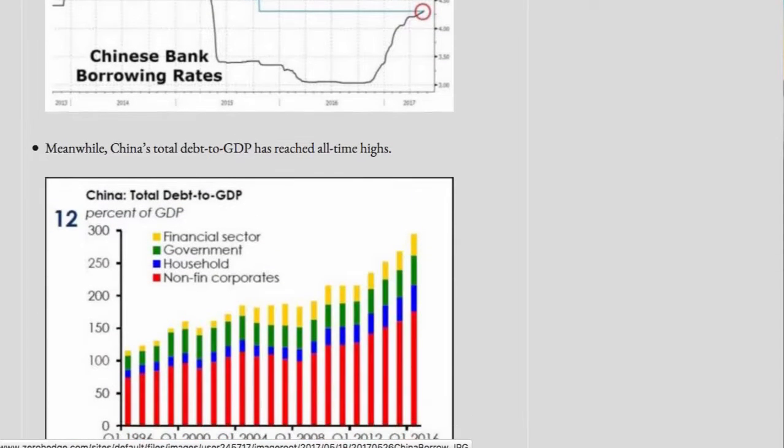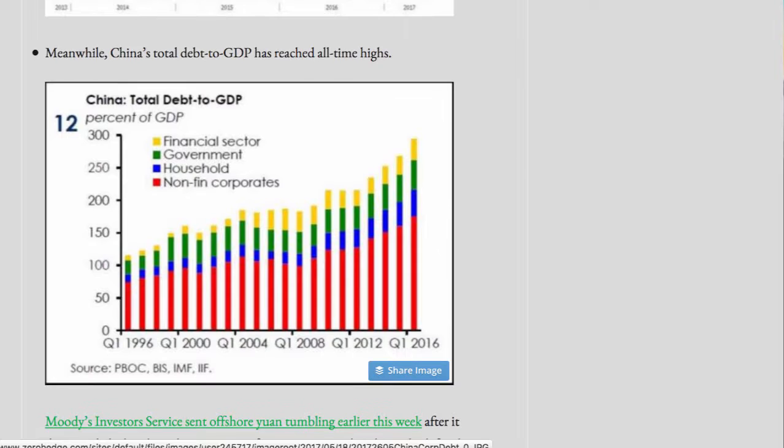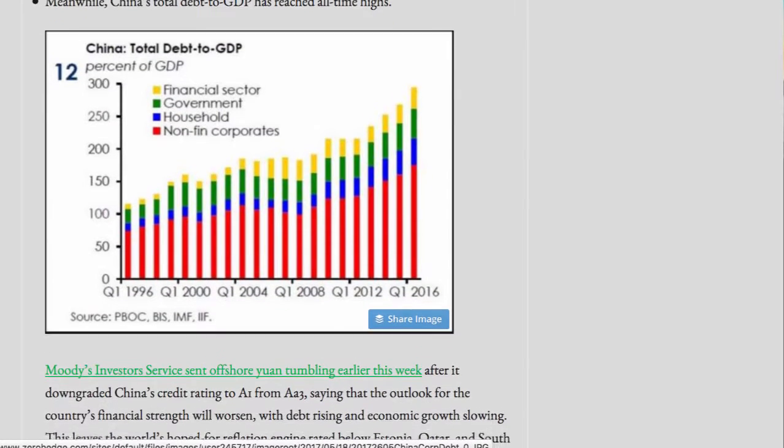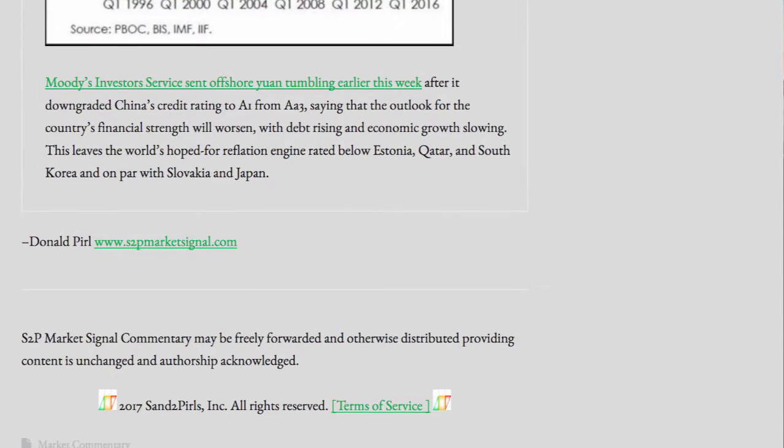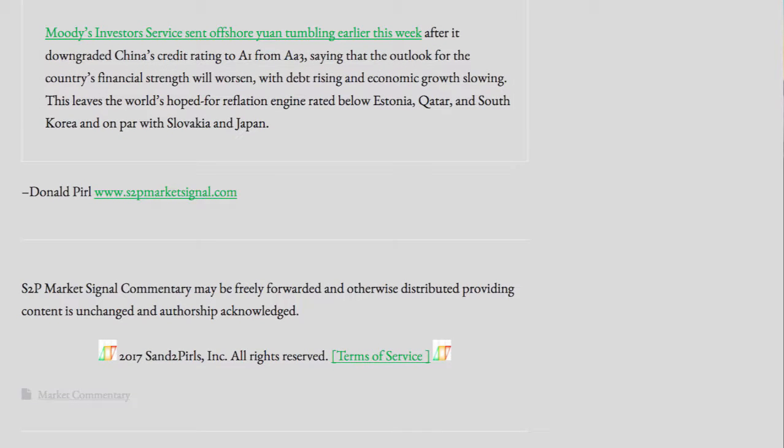Meanwhile, China's total debt to GDP has reached all-time highs. Moody's Investor Service sent offshore yuan tumbling earlier this week after it downgraded China's credit rating to A1 from Aa3, saying that the outlook for the country's financial strength will worsen, with debt rising and economic growth slowing. This leaves the world's hoped-for reflation engine rated below Estonia, Qatar, and South Korea, and on par with Slovakia and Japan.